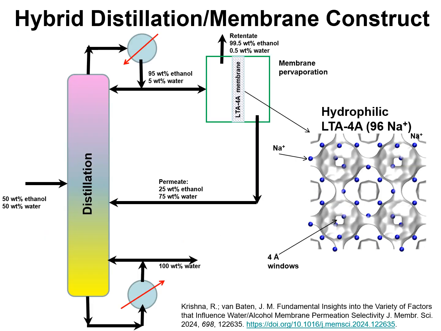I illustrate here a schematic for separation of mixtures of ethanol and water that consists of a hybrid of a distillation column that is linked with a membrane permeation unit.